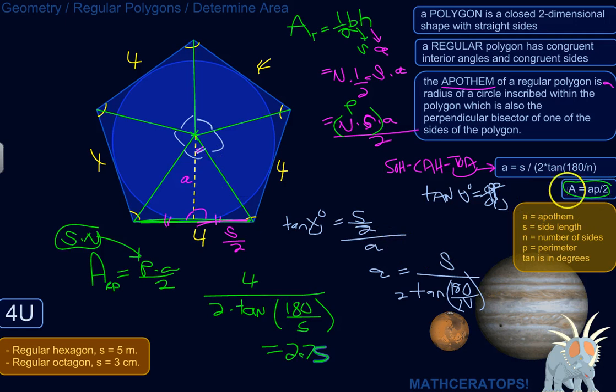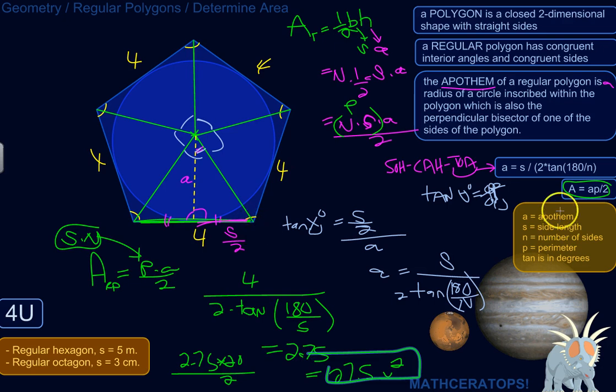The area is the perimeter times the apothem divided by 2. So what's the perimeter of my pentagon? It's 5 times 4. The side lengths are 4, and there's 5 of them. So I'll take my apothem, multiply it by the perimeter, which is 20. It's 5 times 4, divided by 2. So 2.75, 20 divided by 2 is 10. 2.75 times 10 is 27.5, and it's units squared because it's an area.